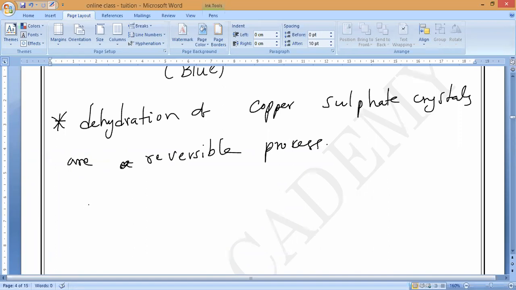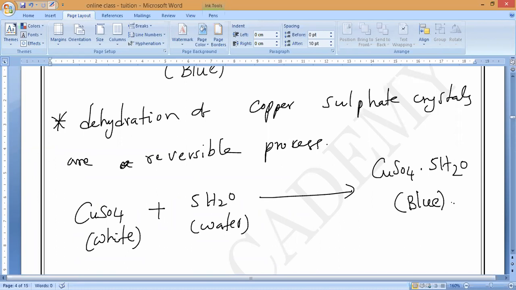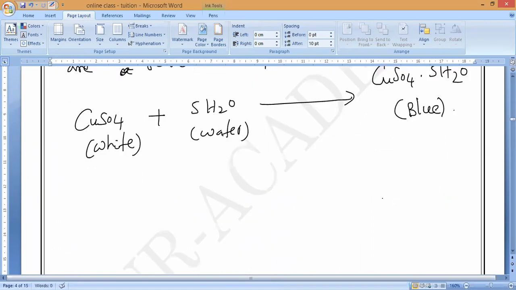So if you take again, you can add water. CuSO4, what is the color? White color. If you add water again, 5H2O, it will form CuSO4 dot 5H2O again. Which color will come? Blue color. Do you understand, guys? So anhydrous copper sulfate turns blue on adding water.